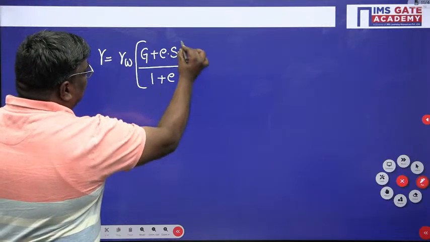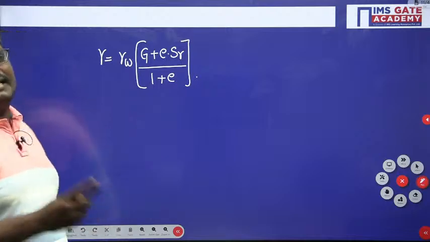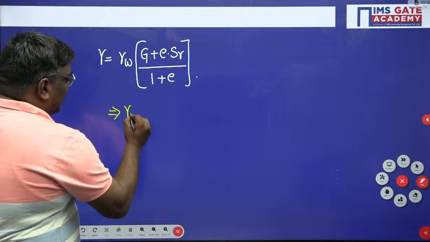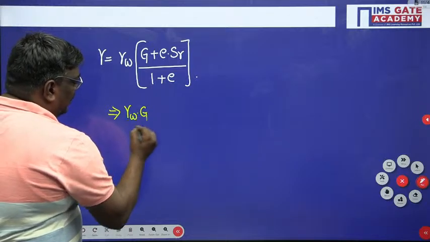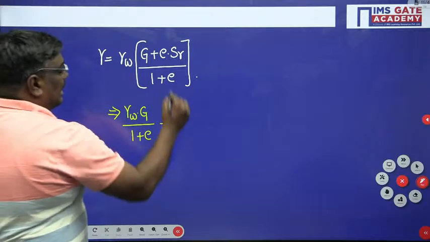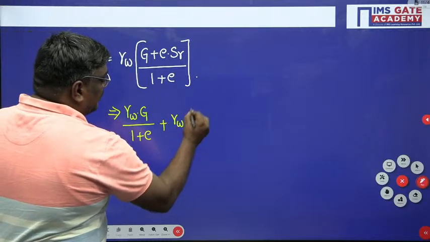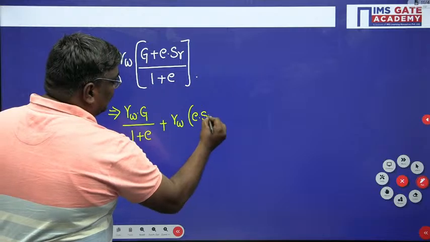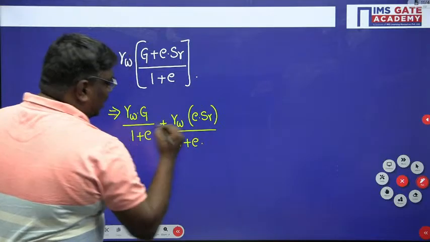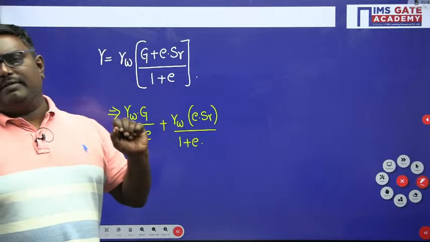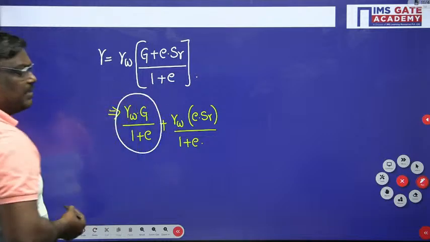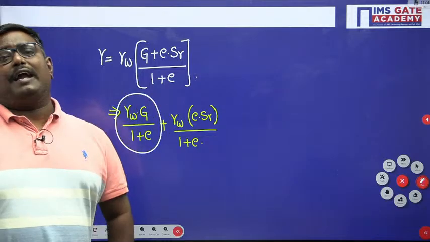Now this equation I will separate. We can write this equation as gamma W into G upon 1 plus E, plus gamma W into E into SR upon 1 plus E. Now I have separated the equation. Anyhow, you know what is gamma W into G upon 1 plus E? It is nothing but the dry density.